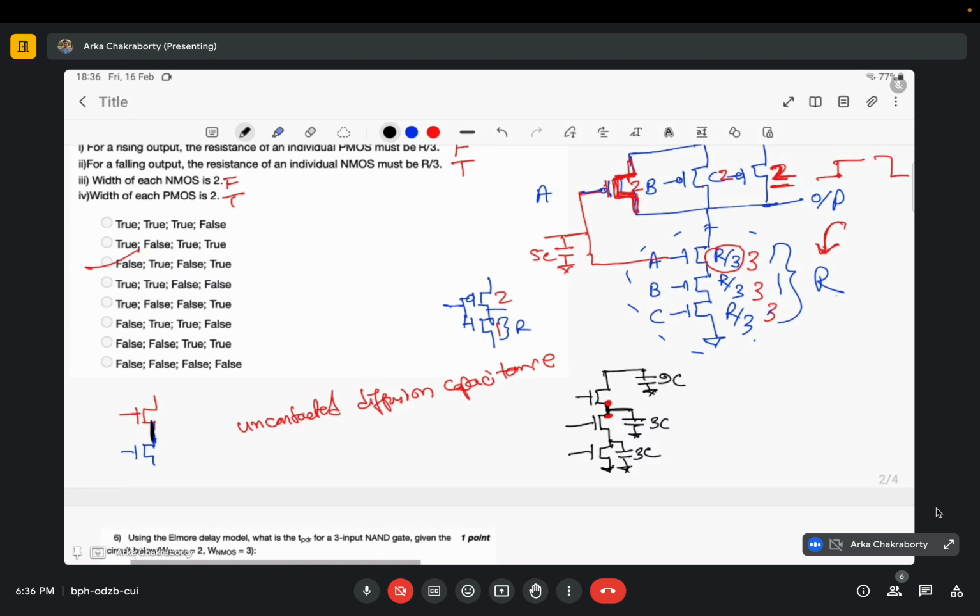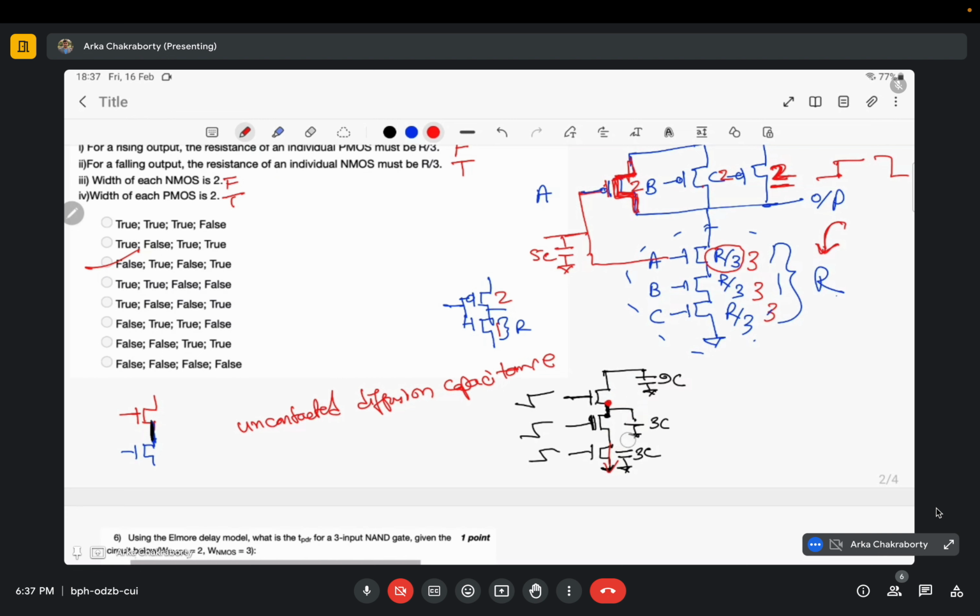So propagation delay is the worst case delay, and for propagation delay I am considering when all these three transistors get on at once. The output needs to get discharged from this one, from this one, and from this one, right? I need to discharge all these three capacitances. This is the case of propagation delay, worst case. Now in case of the contamination delay, what will happen?